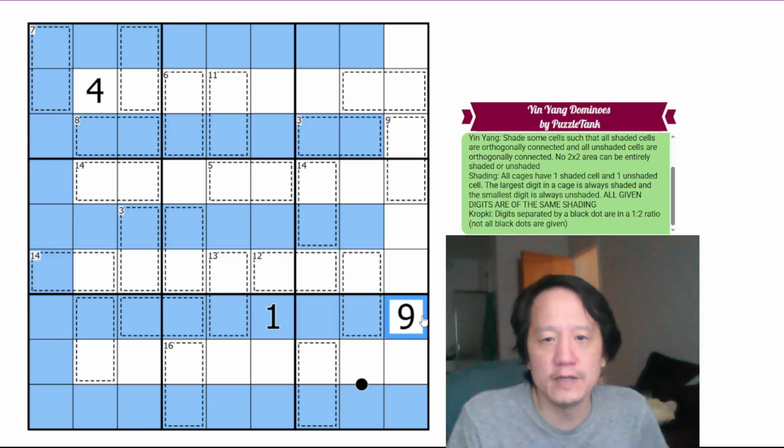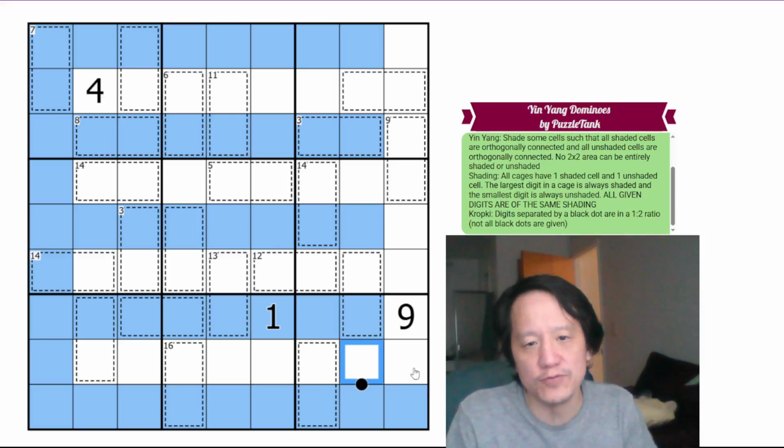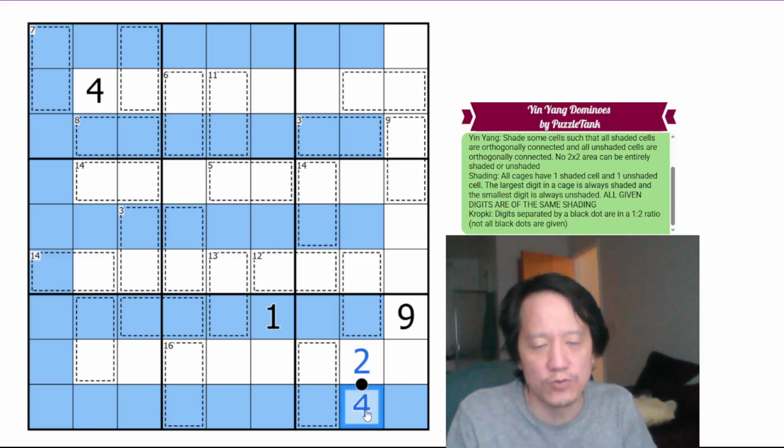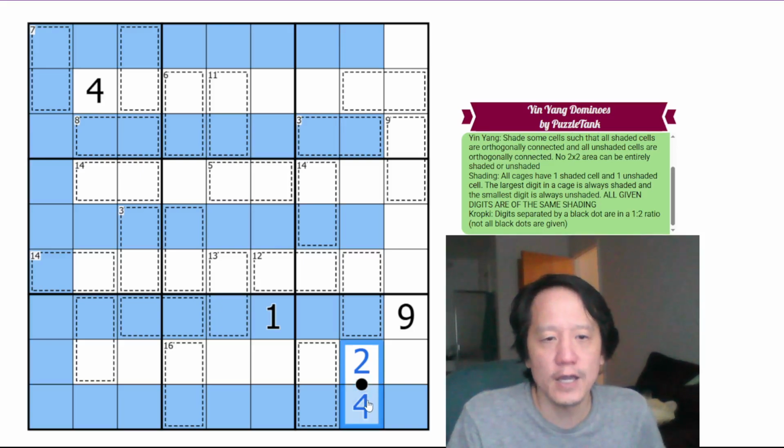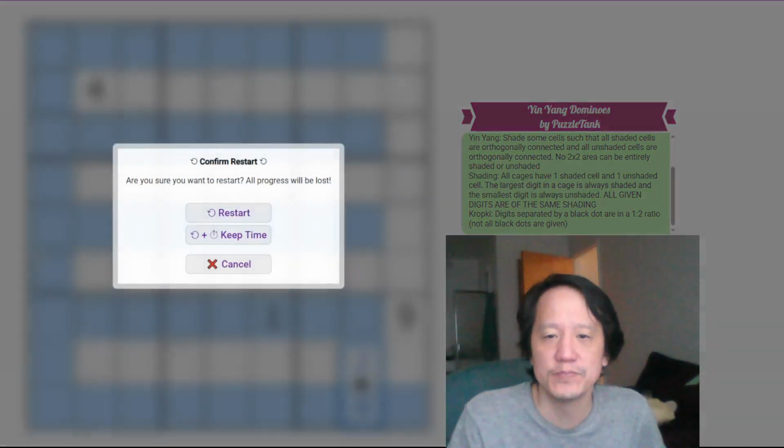And finally, we have Kropke, where digits separated by a black dot are in a 1:2 ratio. Not all black dots are given. So, for example, if this were a 2, this would have to be 1 or 4 to maintain the 1:2 ratio between them. And those are all the rules. If you'd like to play along, there's going to be a link in the description. And now, I'm going to get started.